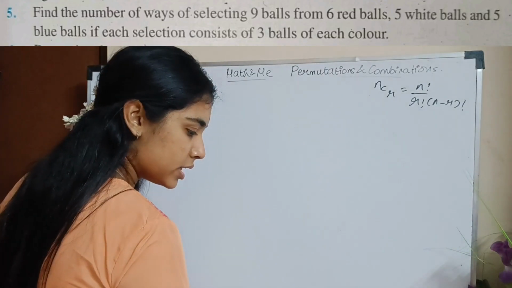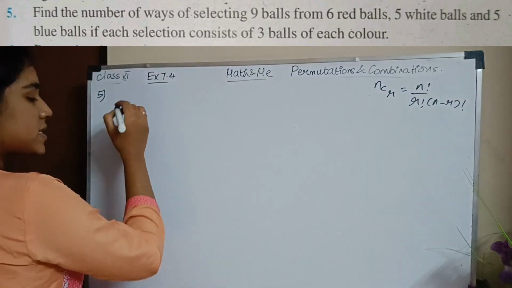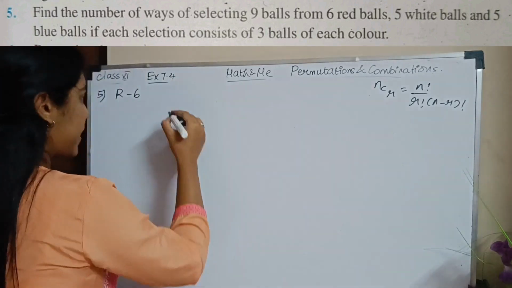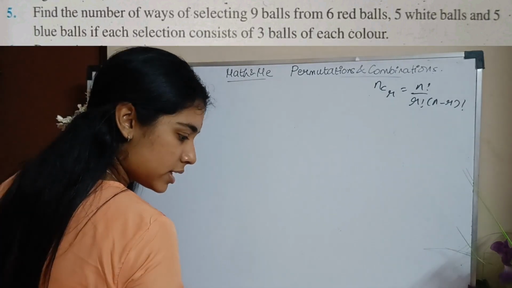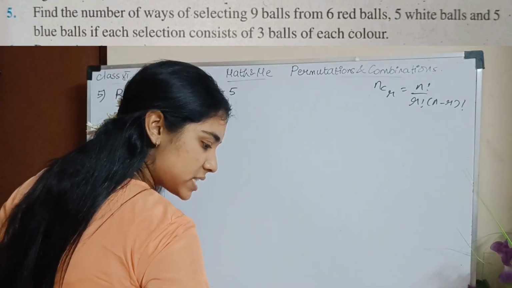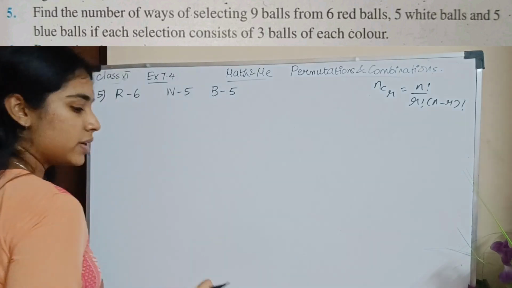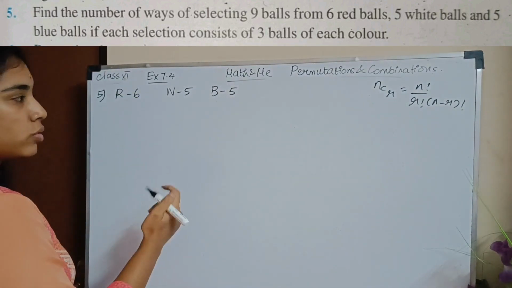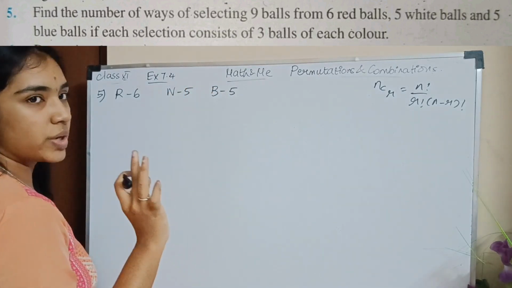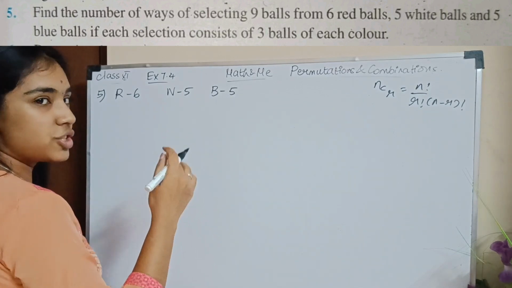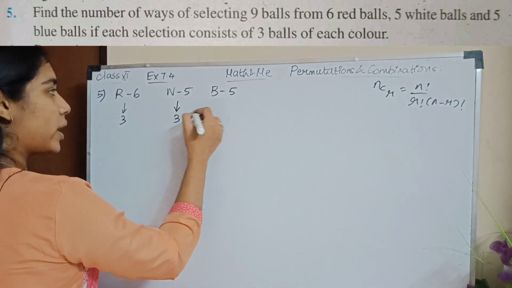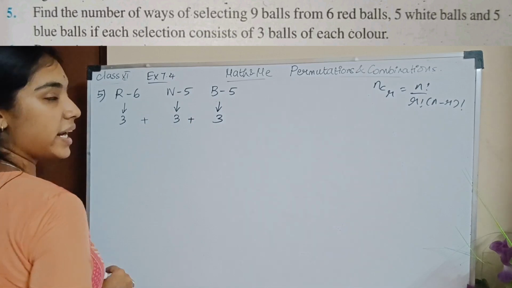Question number 5. Find the number of ways of selecting 9 balls from 6 red, 5 white and 5 blue balls, such that each selection consists of 3 balls of each color. So red எவ்வளோ இருக்கு? 6. Then 5 white balls and 5 blue balls. So இப்போ ரெட்லேருந்து 3 வேணும், ஒயிட்லேருந்து 3 வேணும், blueலேருந்து 3 வேணும். 3 plus 3 plus 3 is 9 balls. So in total I need 9 balls, out of which 3 have to be from each color.